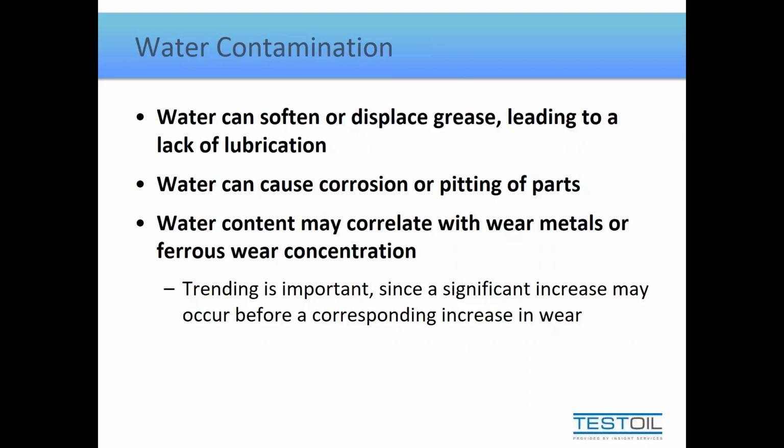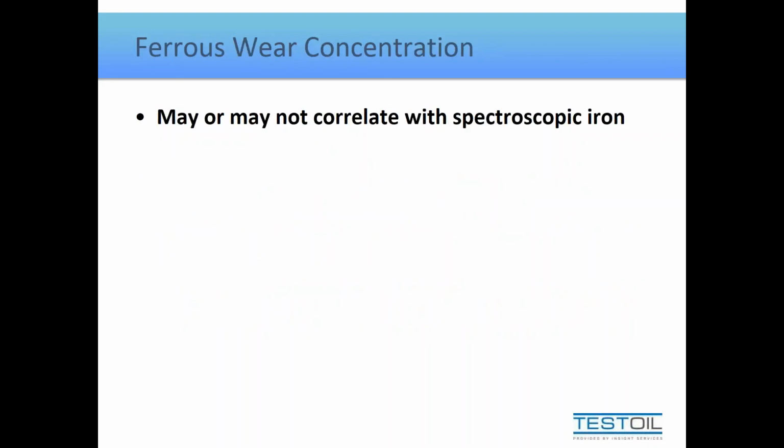It's very possible that you'll see the water long in advance to any wear or corrosion, and that when you do see the corrosion or the wear, it may not be in that normal elemental spectroscopy range. You might only see it in, say, the analytical ferrography or the ferrous wear contamination. So we should always look at that ferrous wear contamination as well.